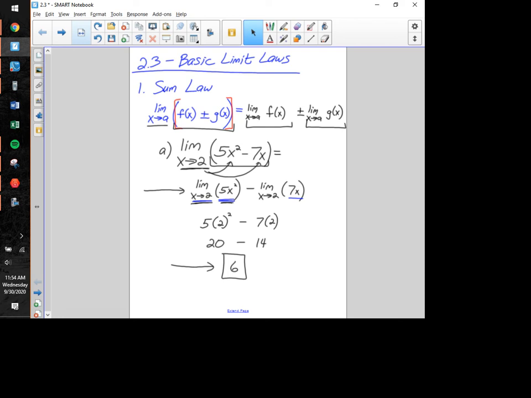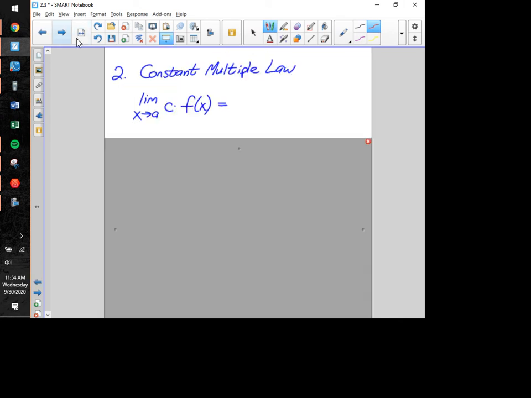So not one that you need to waste your time trying to memorize or really even to write down. It just allows you to evaluate a limit term by term in a polynomial function. So that one was pretty straightforward. Next one. The constant multiple law.